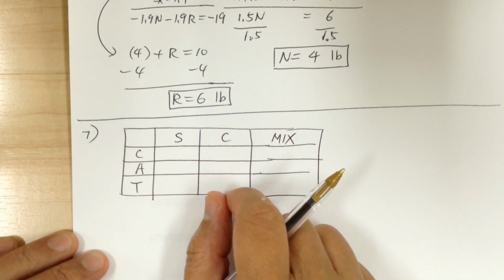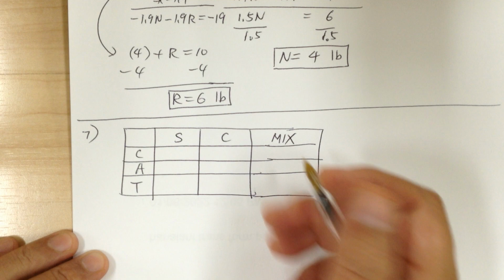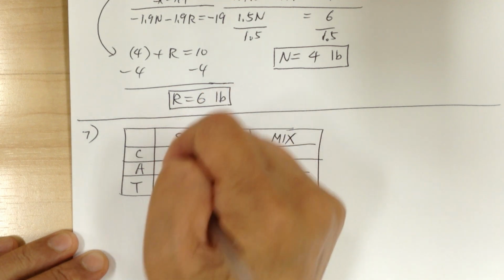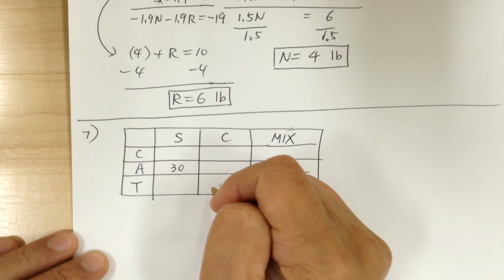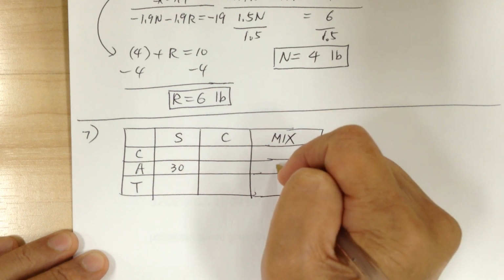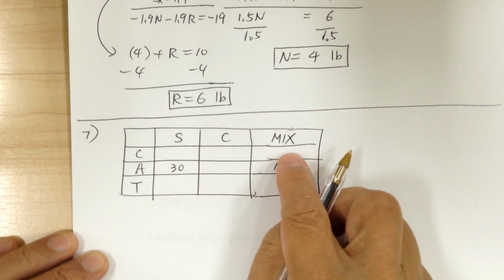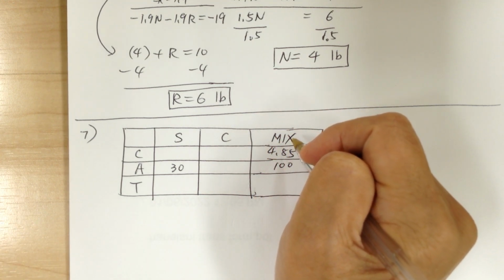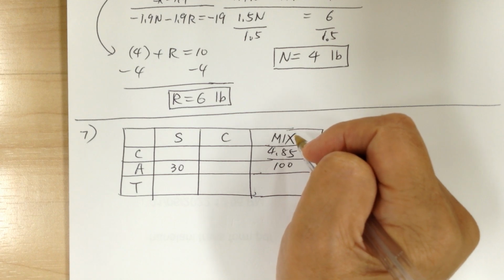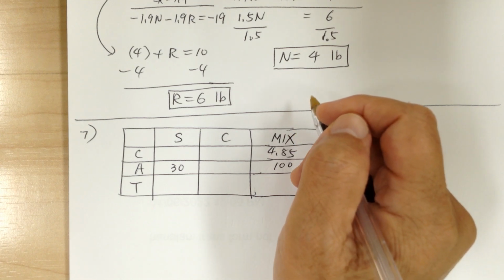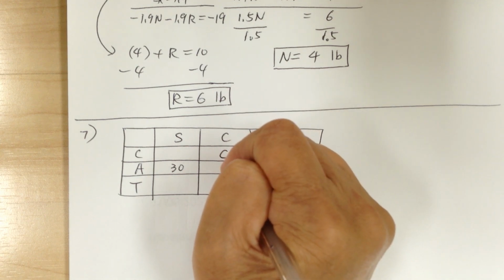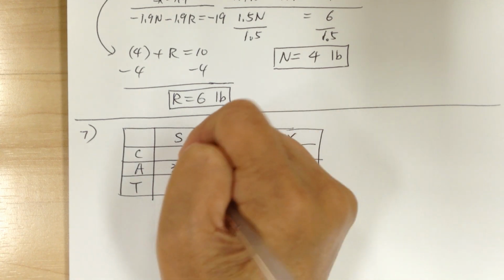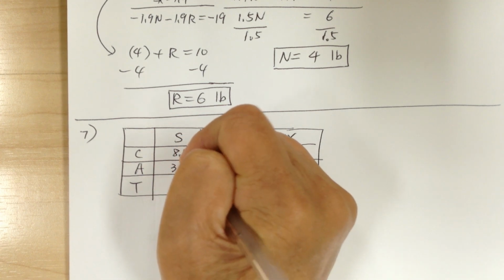So Mr. Wang wants to mix 30 bushels of soybeans. So soybeans is 30 bushels of soybeans with corn to make a 100 bushel mix. And that costs $4.85 per pound. How much can you afford to pay for each bushel of corn? So this one, that's what you're looking for, if the soybean costs $8 per bushel.